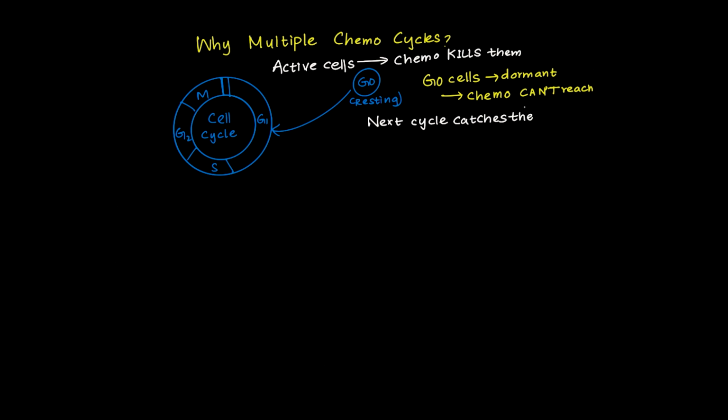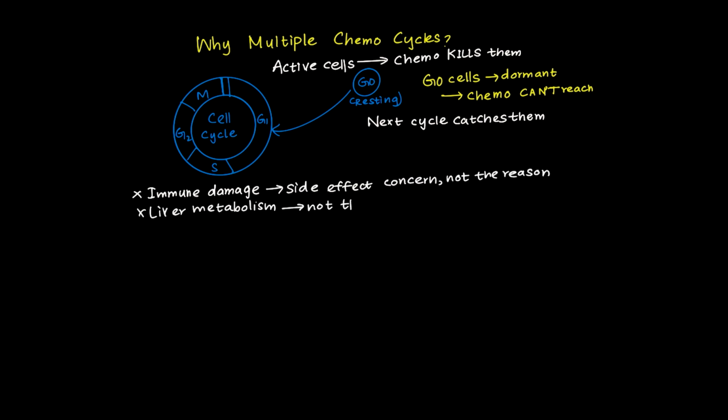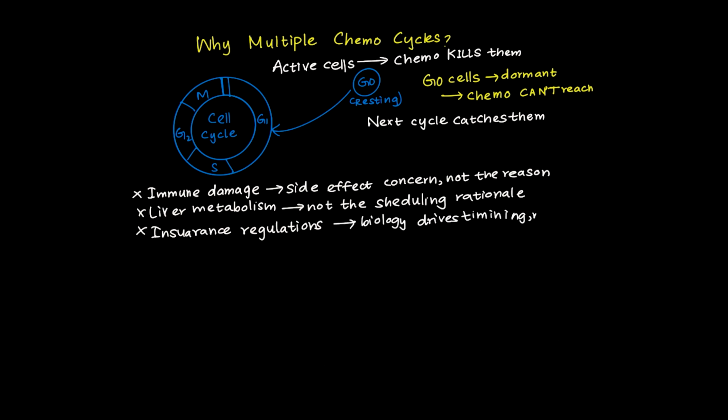To pick off cells as they cycle back into active division. Immune system damage from large doses is a real concern, but that's a side effect problem, not the biological rationale. Liver metabolism capacity doesn't drive the scheduling logic. And insurance regulations, that's just absurd. Treatment timing is based on tumour biology, not billing codes.